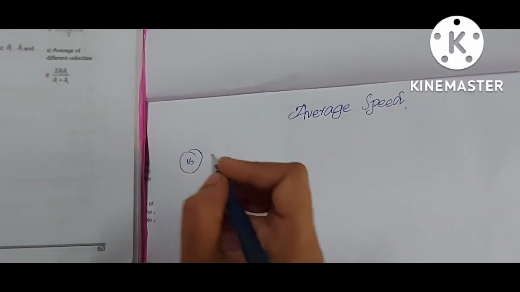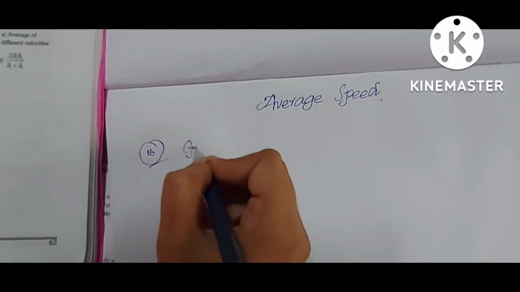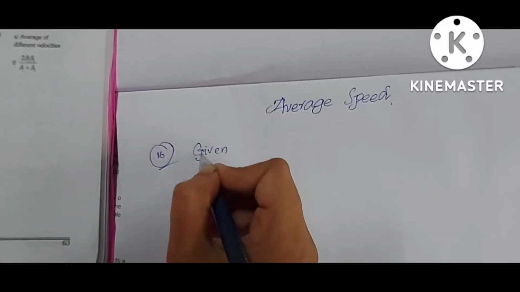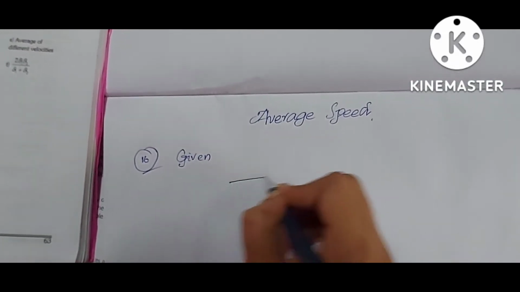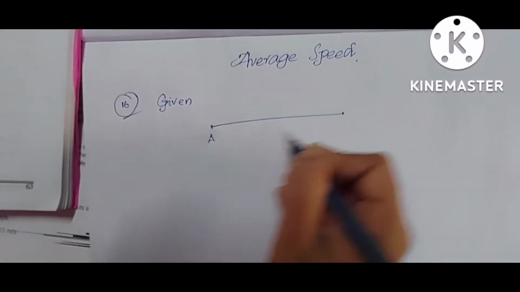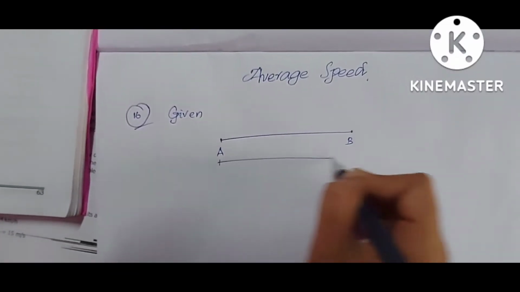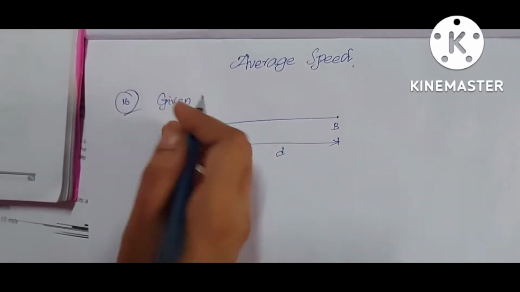So here in one of the textbooks I have written question 16. What had they given? Firstly, let me write the given data. Let me represent it in a diagrammatical form. Let it be A to B. The total distance be D, as you heard earlier. So the total distance is D.